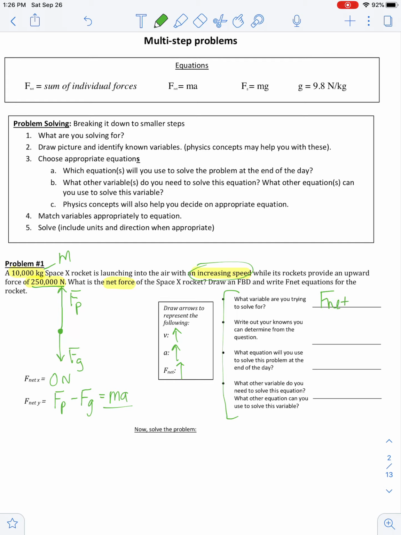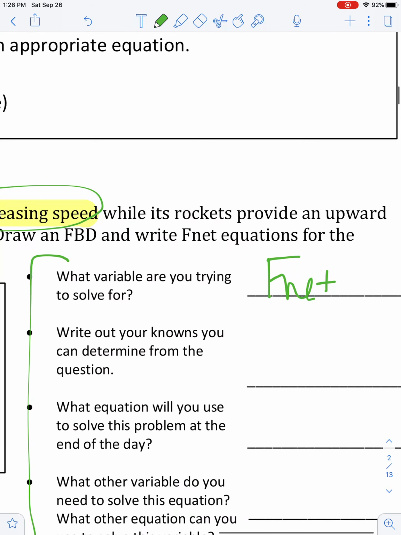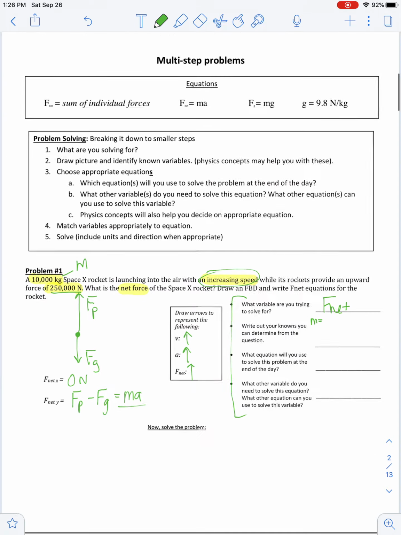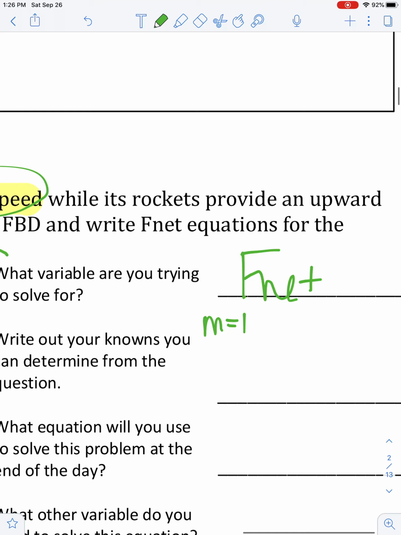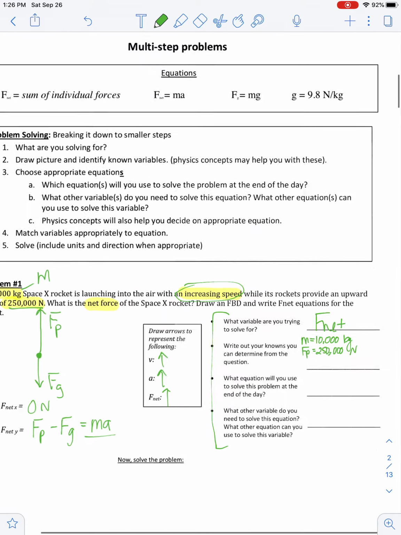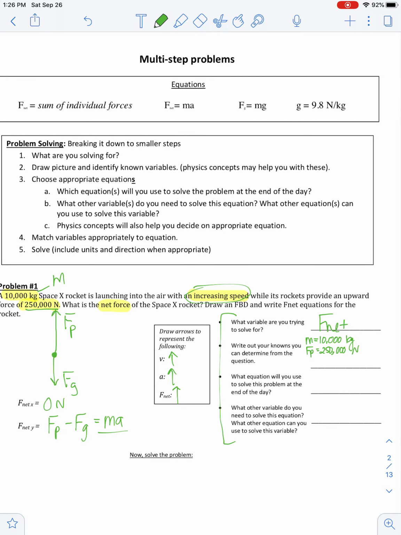Write out your knowns you can determine from the question. Well, I know the mass is, was that 10,000? Yes, 10,000 kilograms. I know the push force is 250,000 newtons. And I think that's all I know, right?